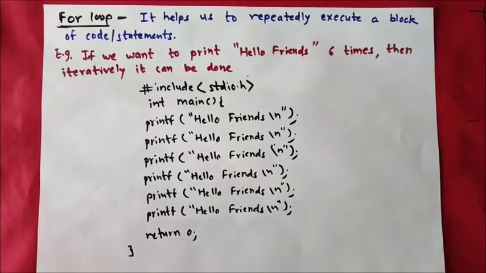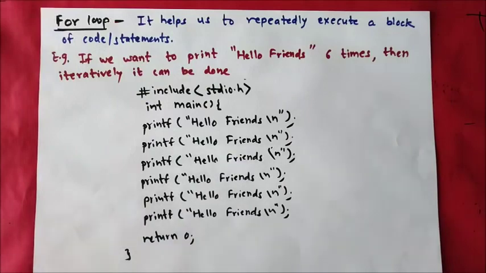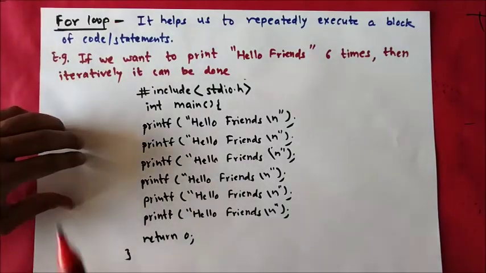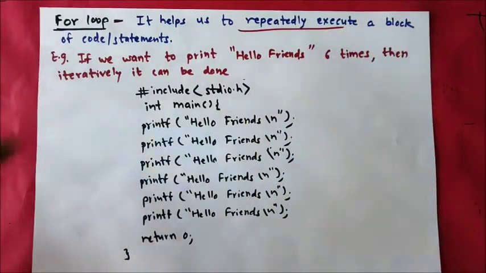Now let's talk about the for loop. It helps us to repeatedly execute a block of code or statements, right? So a for loop is used to repetitively do some task, okay? Or if you want to execute some code all the time, maybe 100 times, 200 times, then we use a for loop.